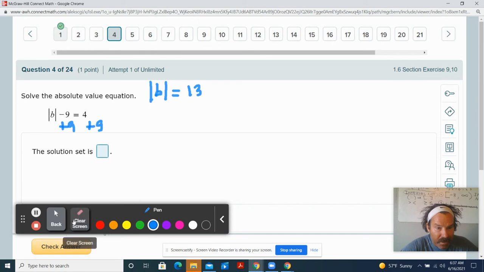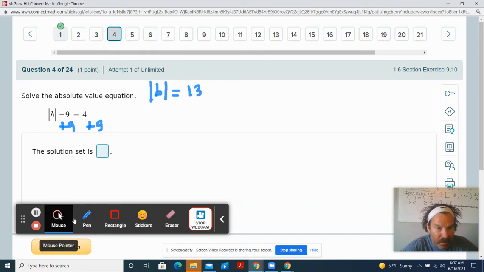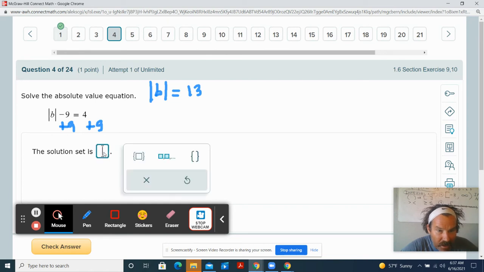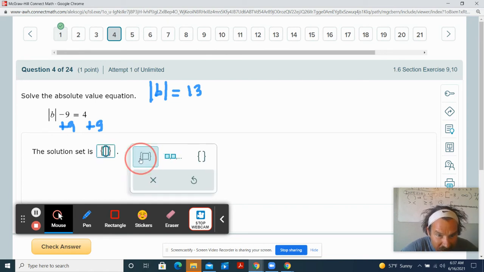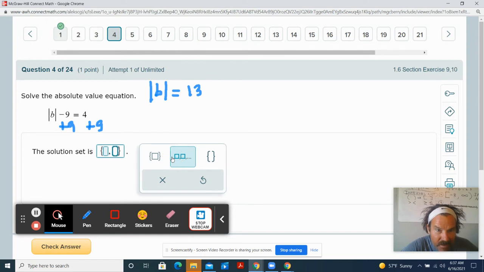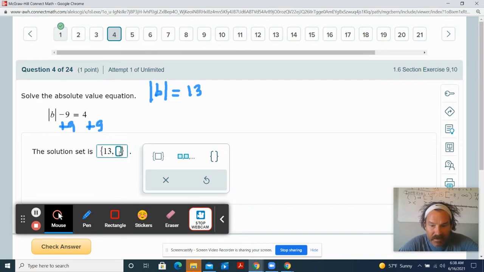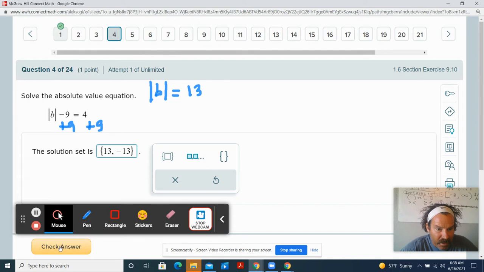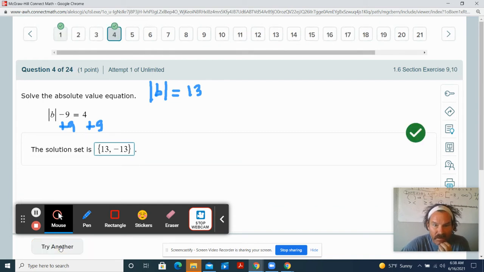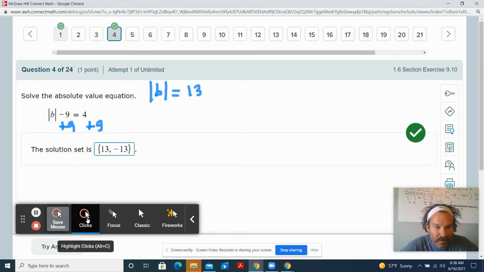So let's see. Yeah, let me do it using the set notation. So they want this, and then they want this. Okay, so I'm going to put this inside now. 13, and negative 13. Okay, and that should give me the correct answer. All right, let's look at some more here.